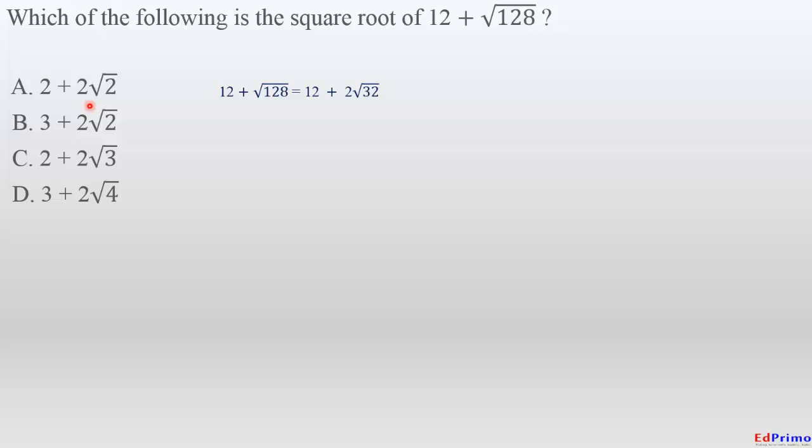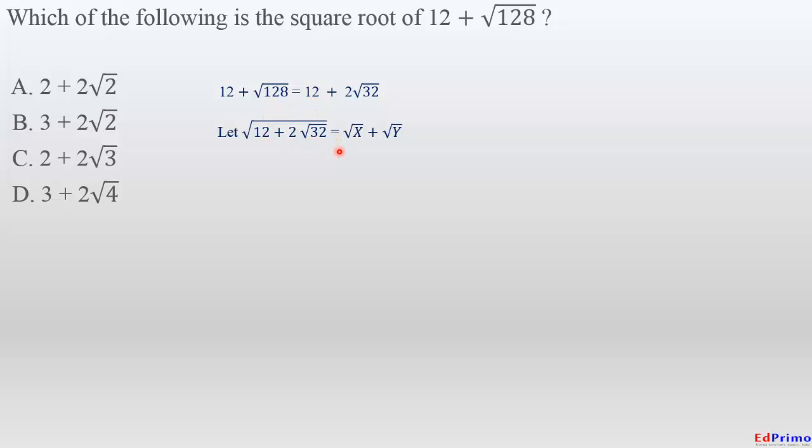First step, we can rewrite 12 plus square root of 128 as 12 plus 2 root of 32. Now 128 is the same as 32 into 4, and we are taking that 4 outside of the root, and therefore we get 2 root 32. Now once we do that, we apply square root on both sides. Remember, our question is asking us to find the square root of this term, so we have simplified or modified this term, and we are applying square root.